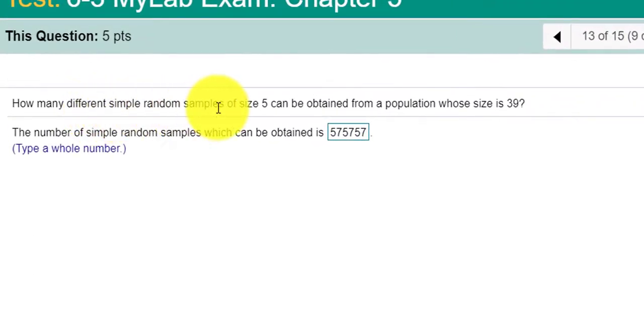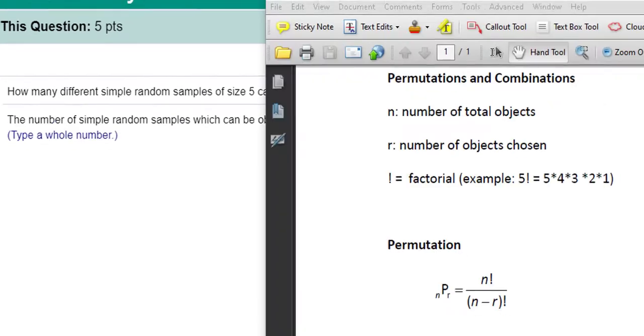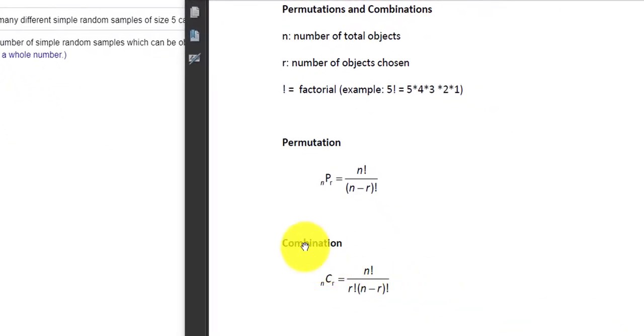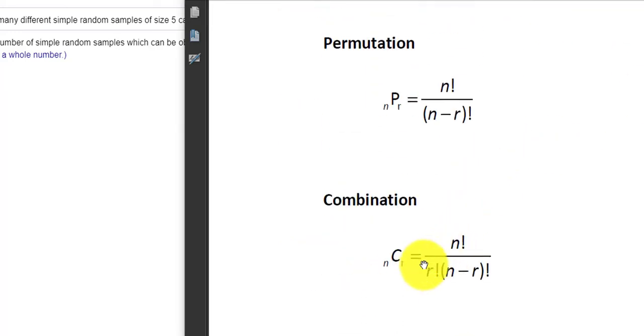How many different random samples of size 5 can be obtained from a population whose size is 39? So this is one of those combination problems, right? So it's n choose r. So I could do it by n factorial over r factorial times n minus r factorial. Or, right, I could just use this n choose r feature on my calculator.